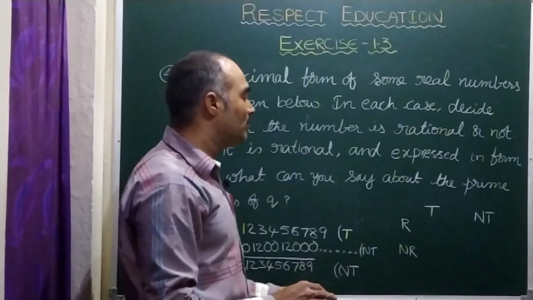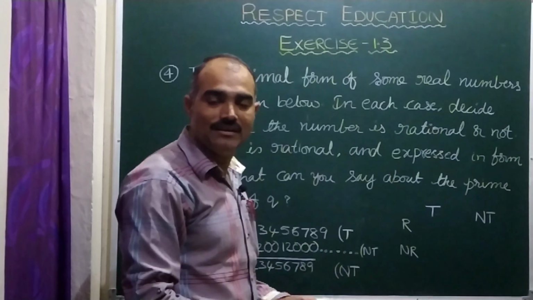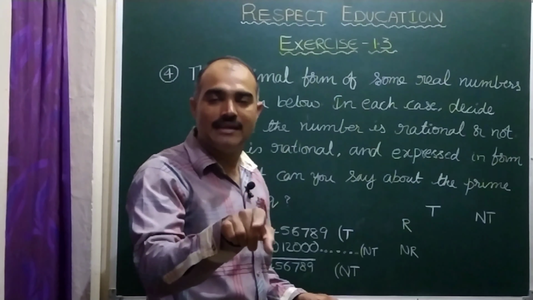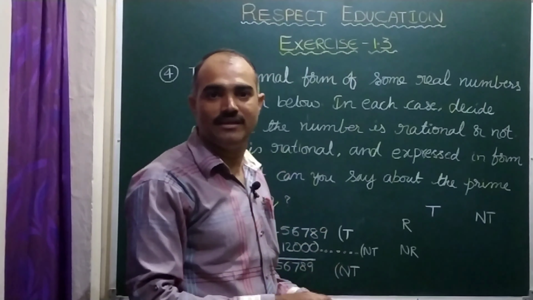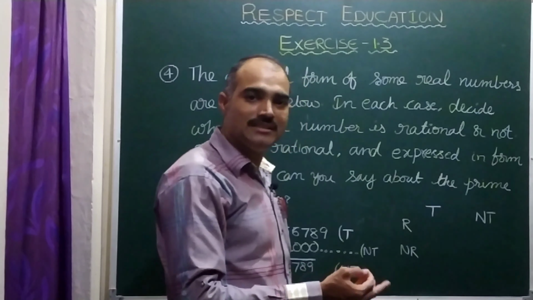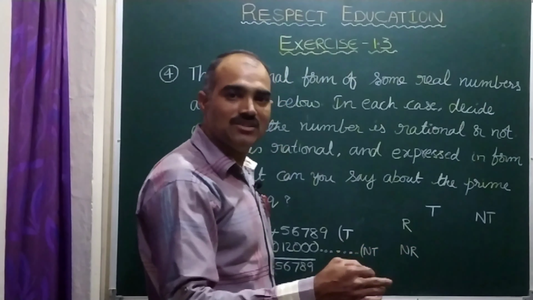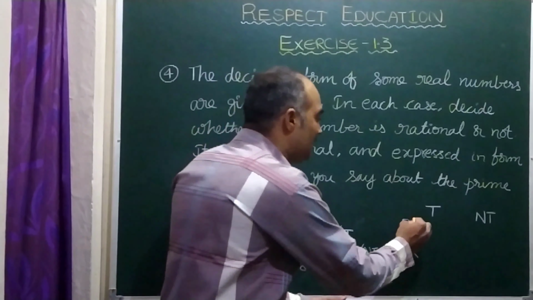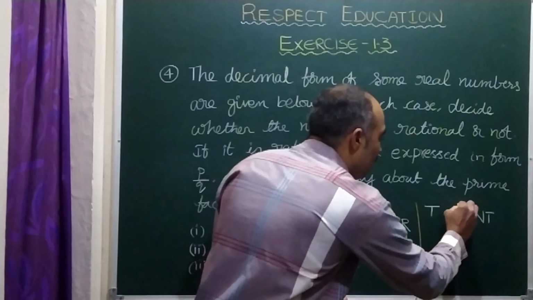Repeating, in some books it will be given as recurring. Recurring means reoccurring, and reoccurring means it is repeating. So recurring and repeating both are the same. Non-recurring means it is not getting repeated. Here you just observe, children, everybody follow it carefully.